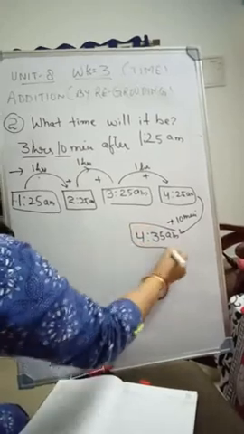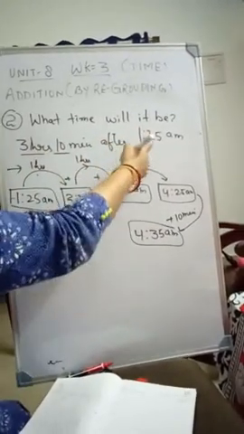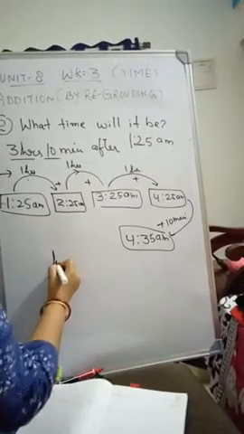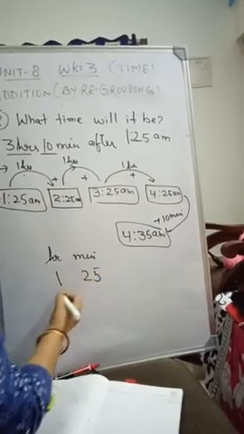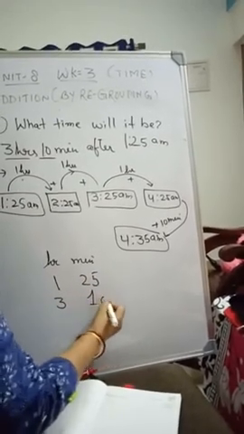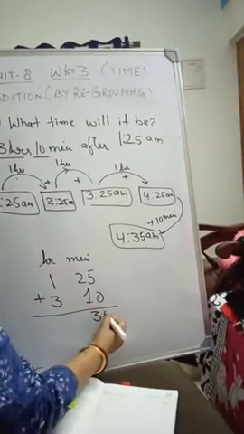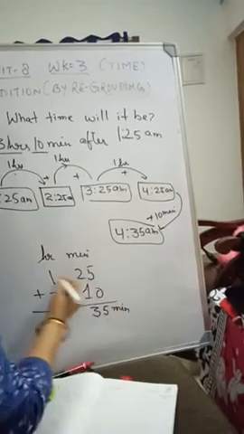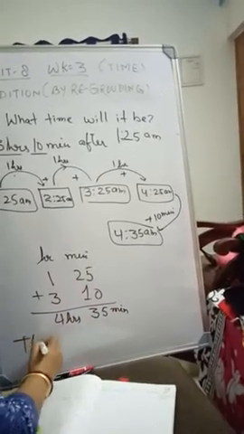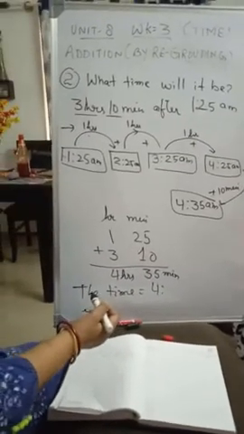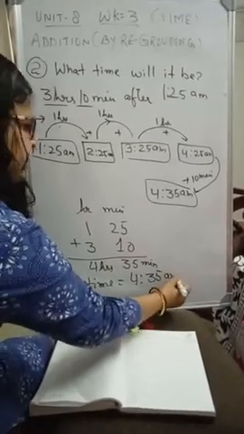So what I have done, I have added just 3 hours 10 minutes with 1 hour 25 minutes. So make the hour and minute section, 1 hour 25 minutes. Write down 3 hours 10 minutes. We will do addition. We start from here, 25 plus 10, 35 minutes, and 1 plus 3, 4 hours. So here the time will be 4:35 a.m.